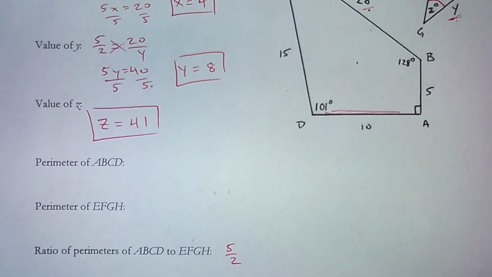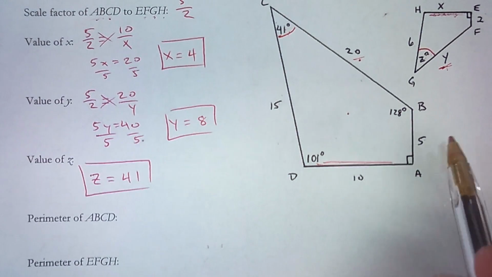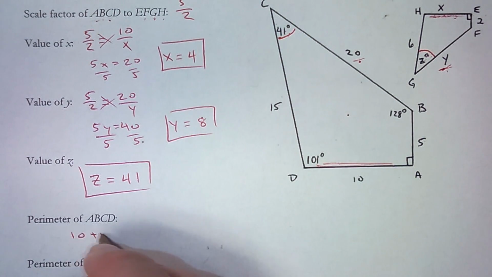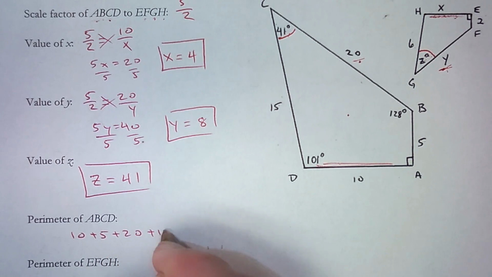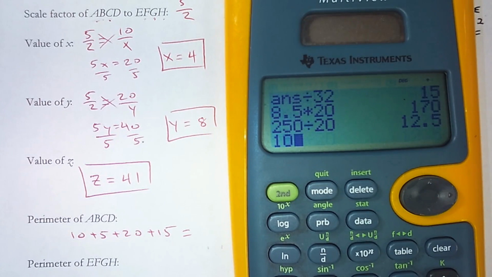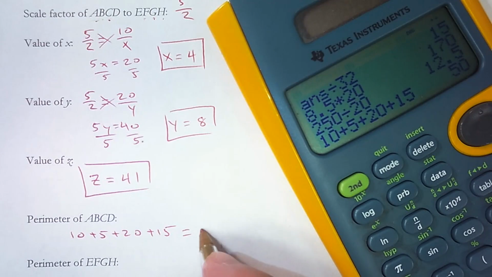Okay, the perimeter of ABCD. To do that, all I have to do is add up the sides of ABCD. 10, 5, 20, and 15. 10 plus 5 plus 20 plus 15 is 50.